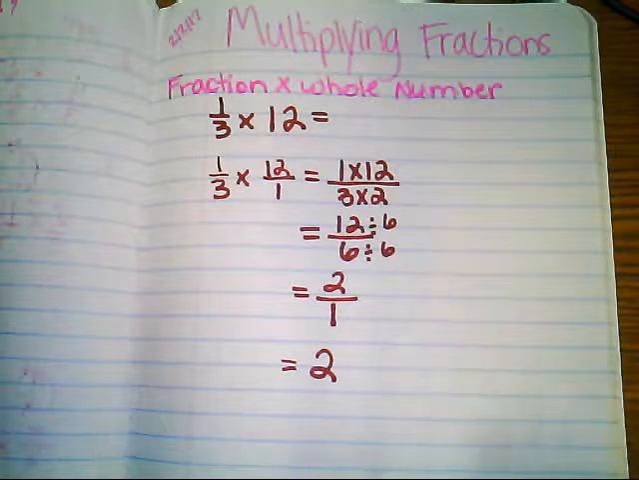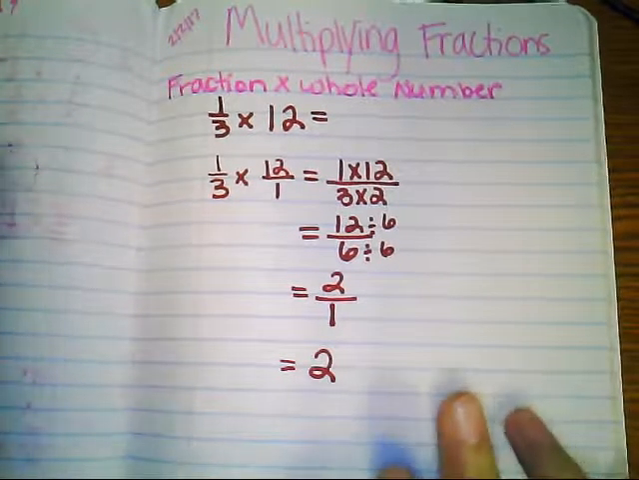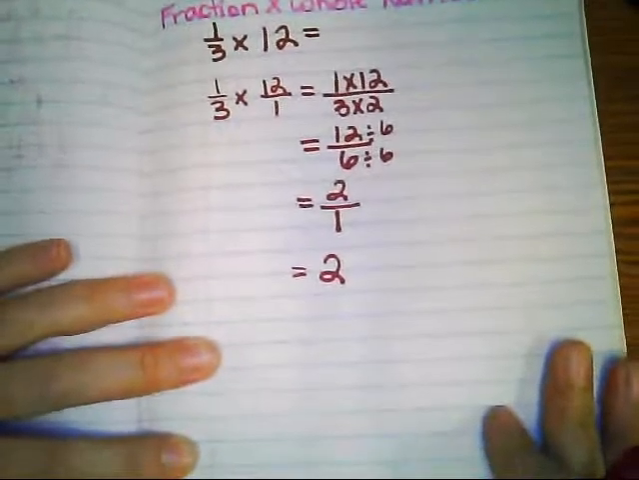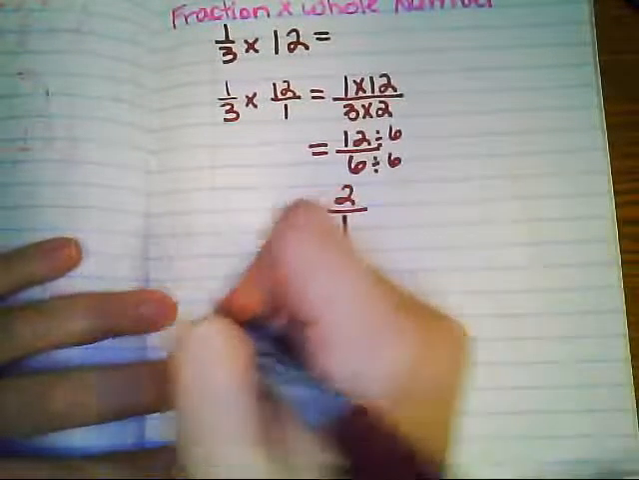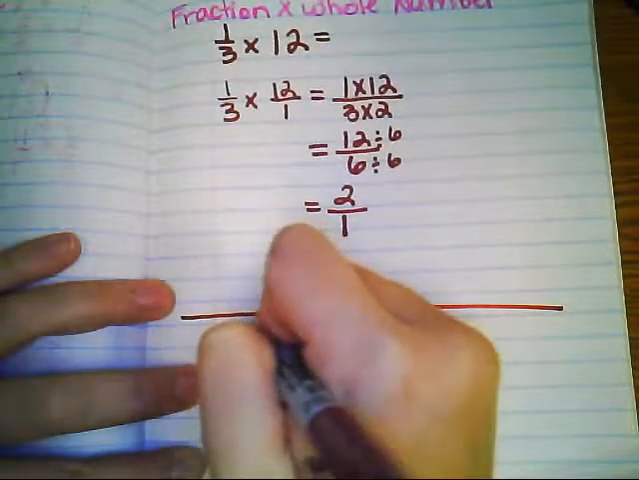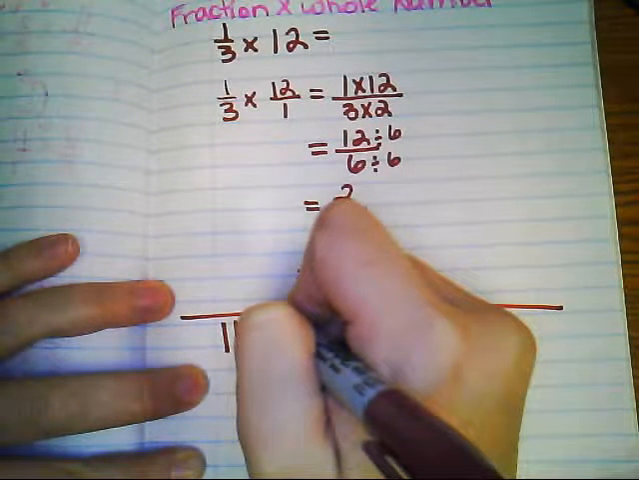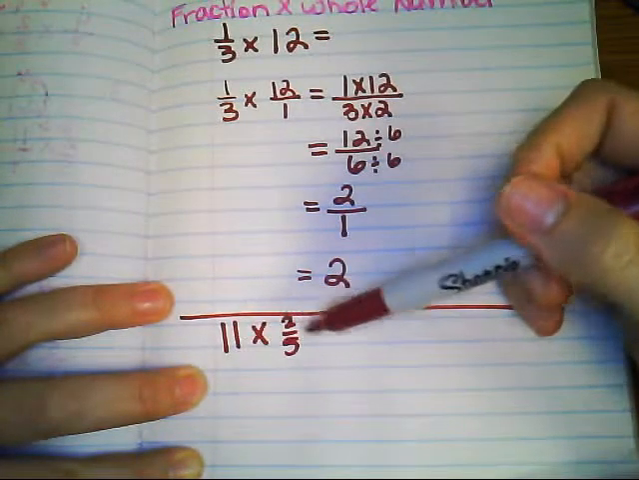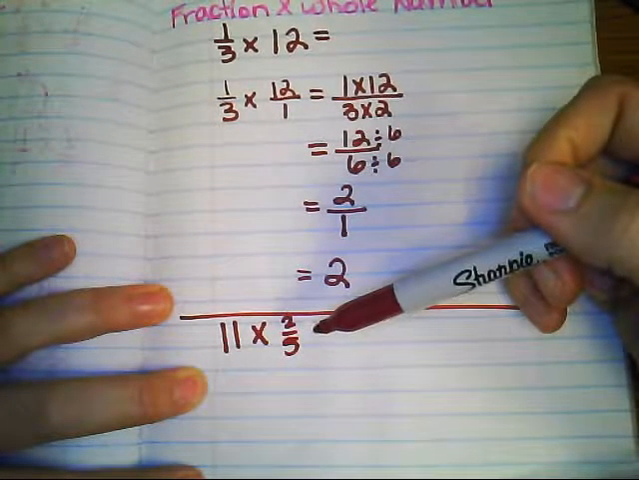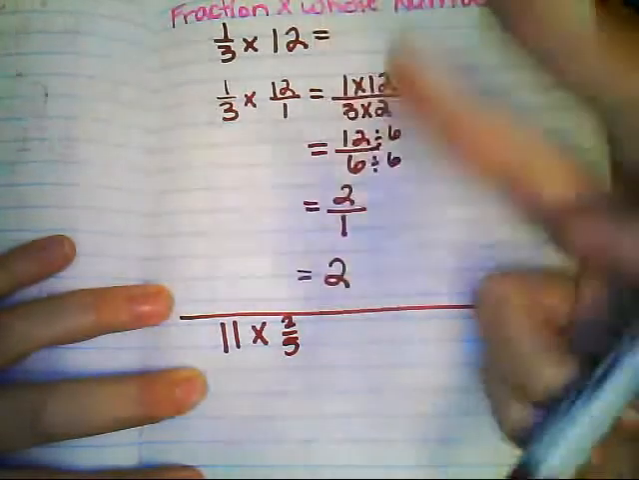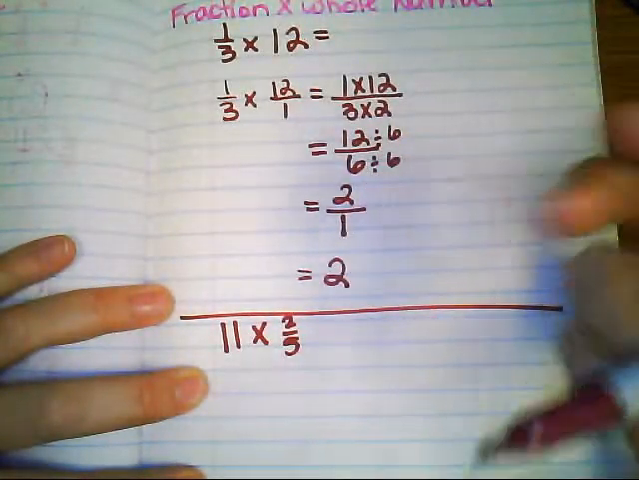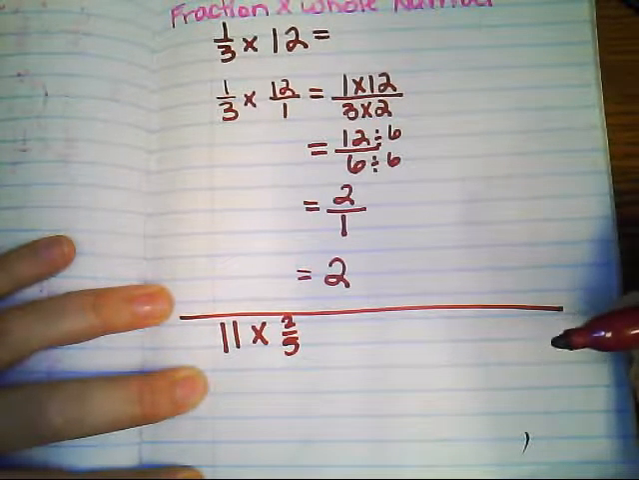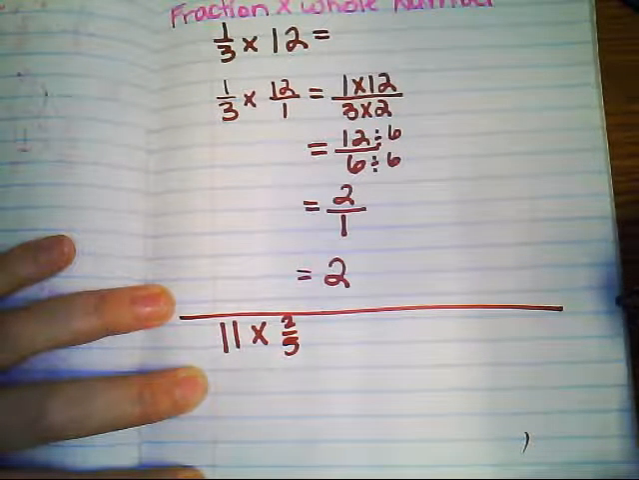Alright, now let's look at one more fraction times a whole number. And this time we're going to flip it, so the example is 11 times 2/5. Just because there's a whole number in front does not change how we do this. Remember, you can flip your multiplication facts and they should be the same. So 11 times 2 is 22 and 2 times 11 is still 22.